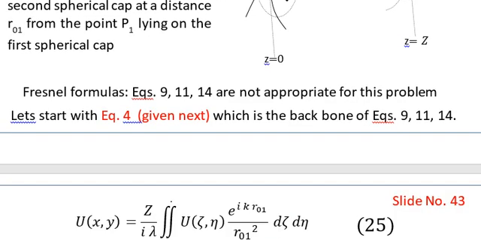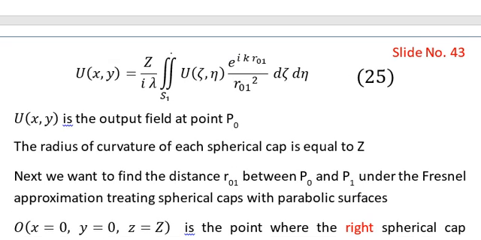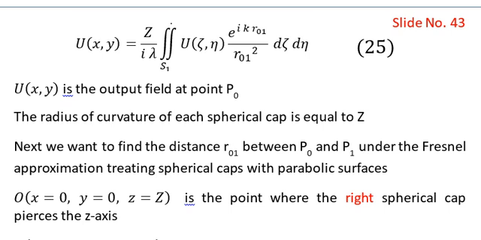Fresnel formulas, equation numbers 9, 11 and 14, are not appropriate for this problem. So let's start with equation number 4, which is the backbone of equations 9, 11 and 14. You see that the Fresnel formulas in equations 9, 11 and 14 were derived from equation number 4, which is reproduced here as equation number 25.